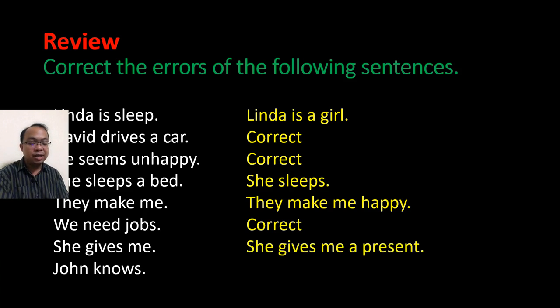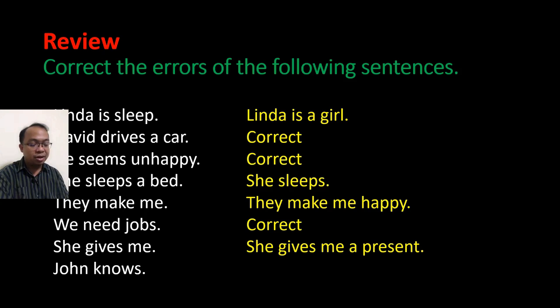Now the new sentence becomes, she gives me a present. You see, so a present is the second object, and me is the first object. We can also say me is the indirect object, and a present is the direct object. Now the whole sentence is correct.